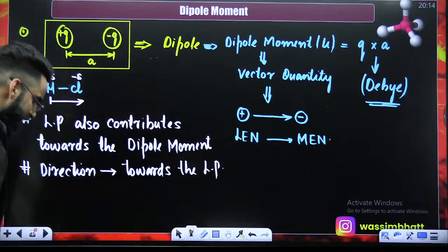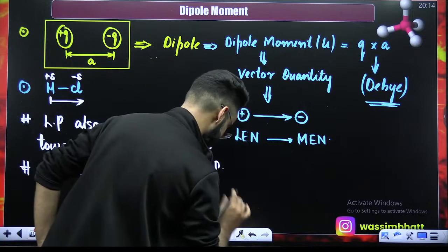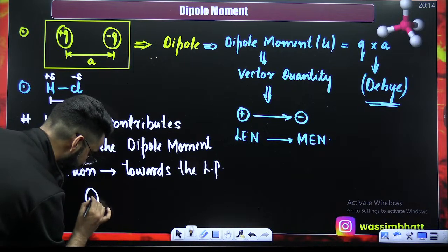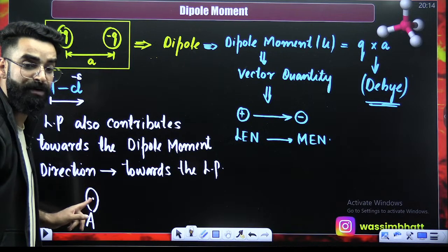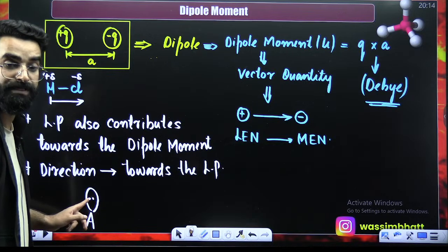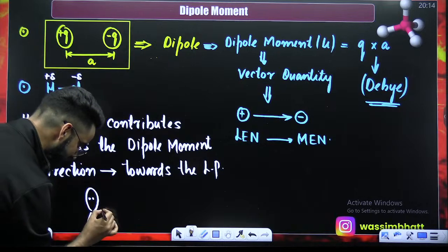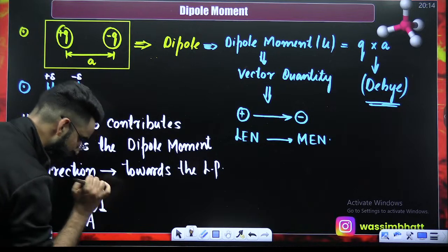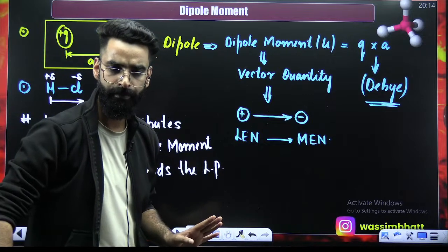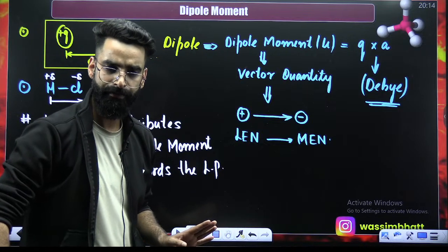What does that mean? For example, let's say you have atom A. This atom A has a lone pair here, right? The lone pair will also contribute towards dipole moment, and the direction of dipole moment due to the lone pair is towards the lone pair. Towards the lone pair means the direction will be in this way. Right?